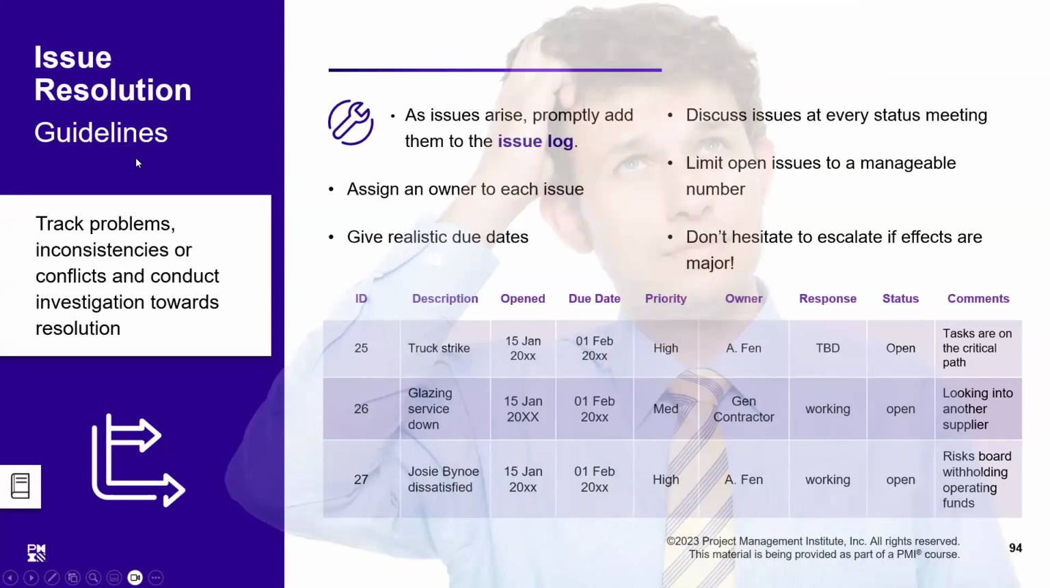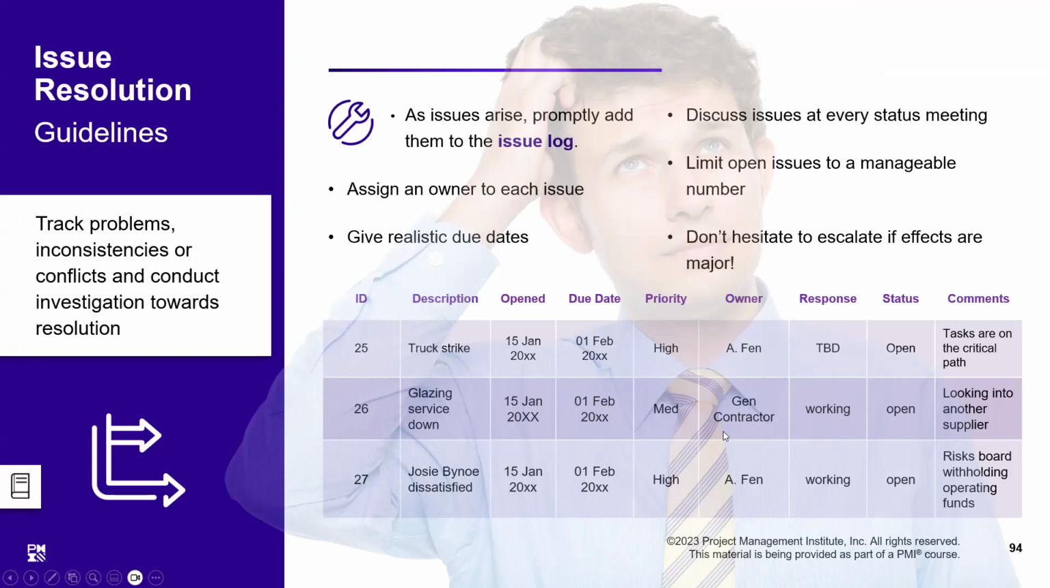Issue resolution could be traced or tracked in your issue log. The issue log you created may also represent the status of that issue. For example, let us start from the response. We already know what the issue is. So, did we determine the response for that? For example, the first is truck strike. We have not yet determined a response, so it is to be determined.